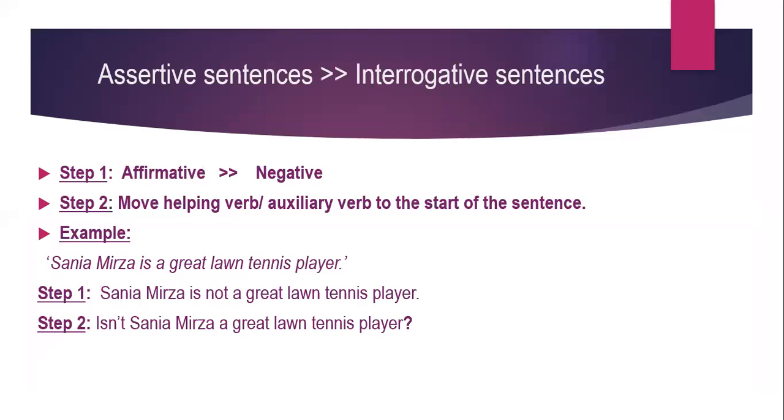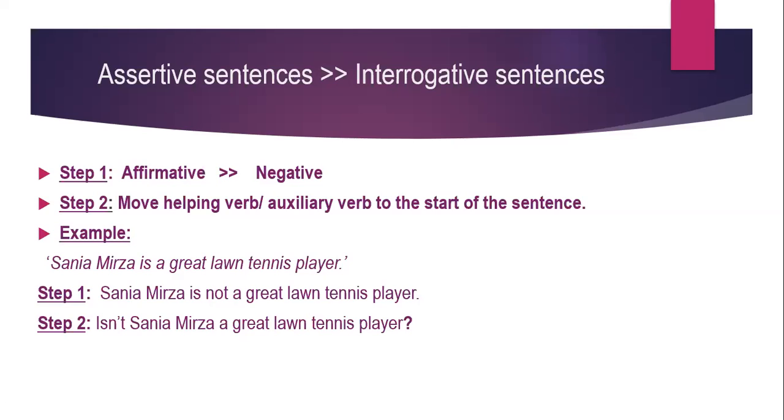Step 1. If the sentence is affirmative, we change it to negative. Step 2. We move the helping verb used in the sentence to the start of the sentence. Example, Sania Mirza is a great lawn tennis player. Now this is a positive or an affirmative sentence. After step 1, the sentence would become, Sania Mirza is not a great lawn tennis player.